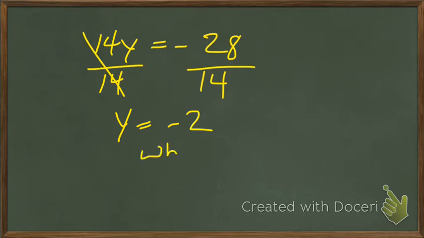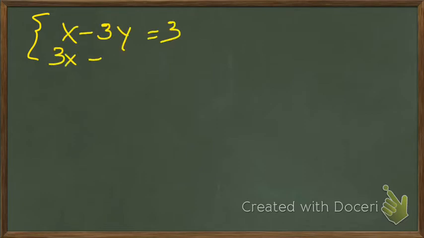But then there's the question. Well, if y is -2, what's x? To find out, we'll plug into either of the original equations. At the start, we had x minus 3y is 3. We also had 3x plus 5y is -19. And we'll take that -2 and put it in for y.